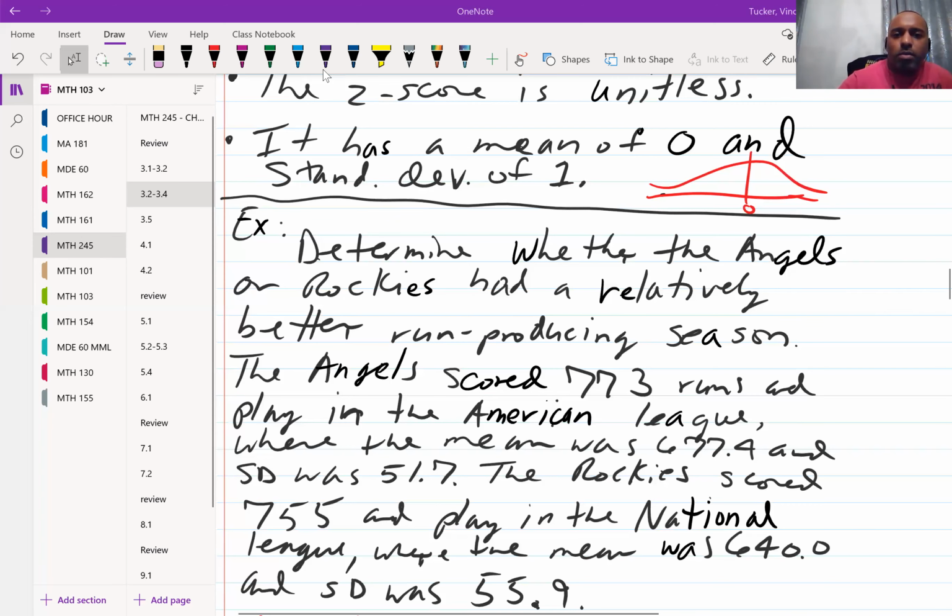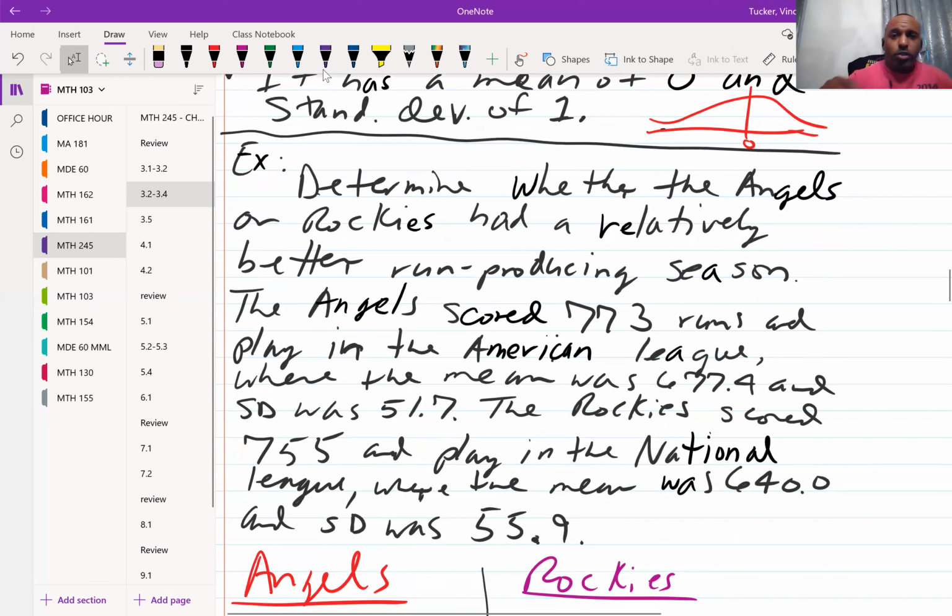All right, scroll up some. So we want to determine whether the Angels or Rockies had a relatively better run producing season. The reason why our numbers are a little different is that one has a different average and standard deviation versus the other. If you don't watch baseball that much, you have the American League versus the National League. The American League does have a little bit different rules than the National League, so it is worth looking at them separately.